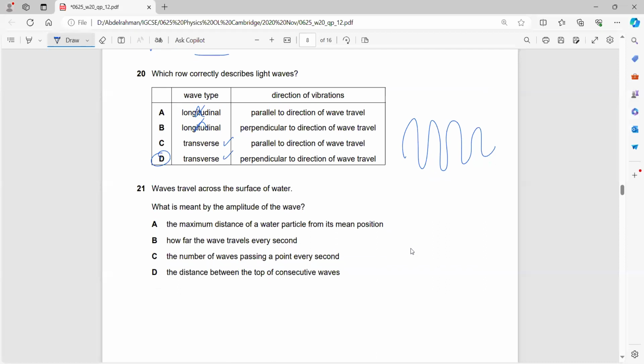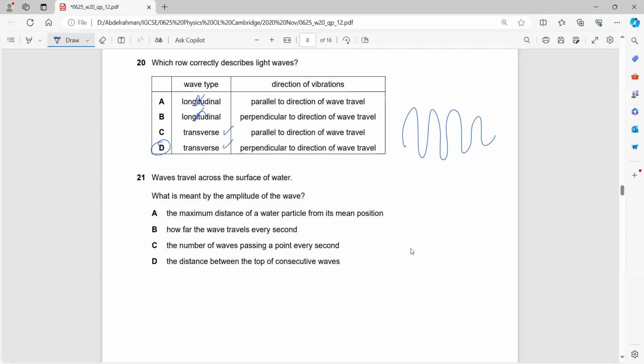Waves travel across the surface of water. What is meant by the amplitude of the wave? What do I mean by the amplitude? The maximum distance from the mean position. From the mean position. Actually, this is right.